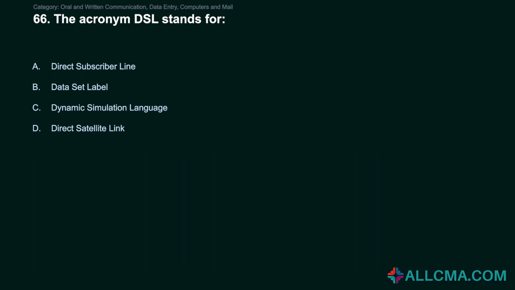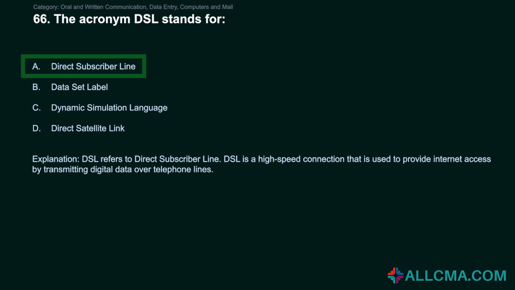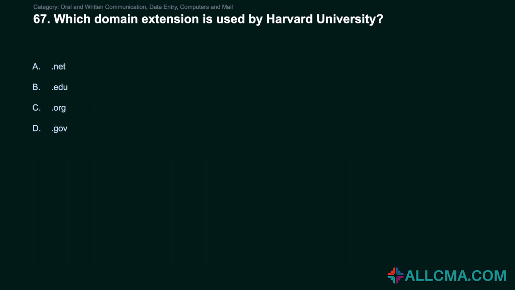66. The acronym DSL stands for A. Direct Subscriber Line. B. Data Set Label. C. Dynamic Simulation Language. D. Direct Satellite Link. Correct answer, Direct Subscriber Line. DSL refers to Direct Subscriber Line. DSL is a high-speed connection that is used to provide internet access by transmitting digital data over telephone lines.